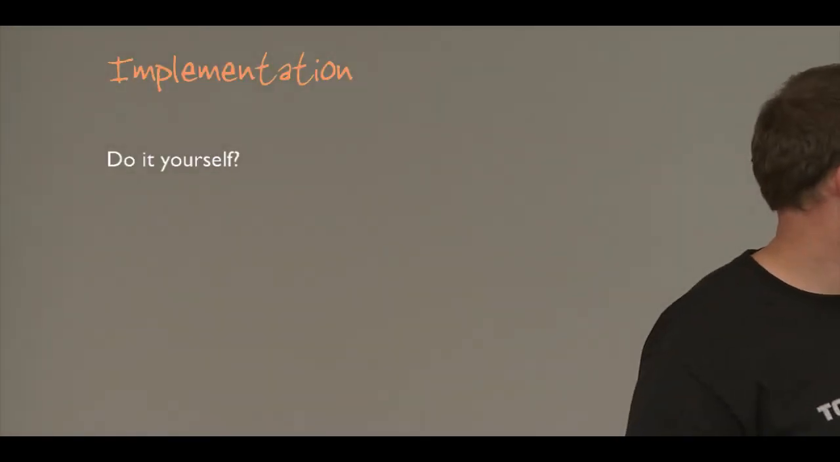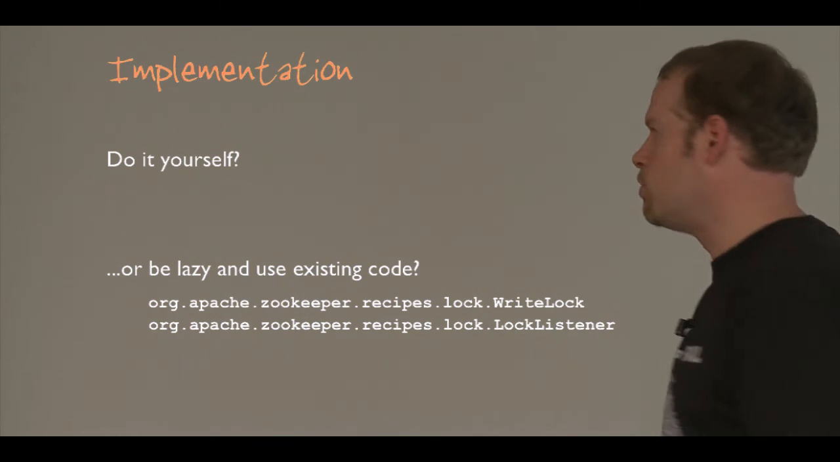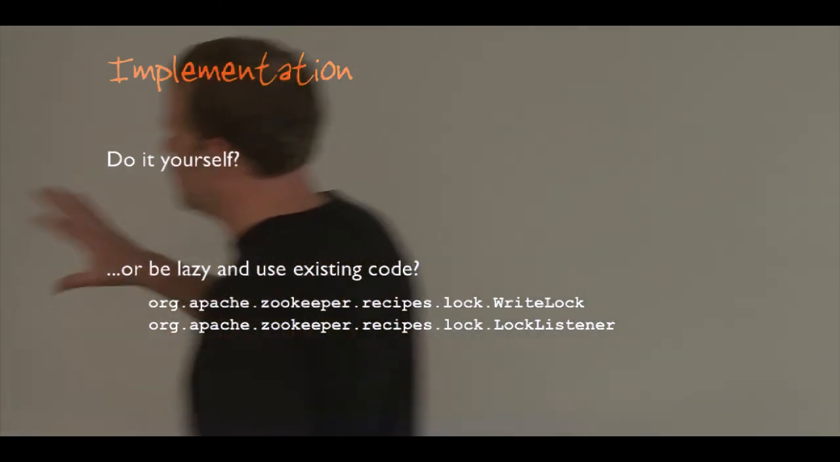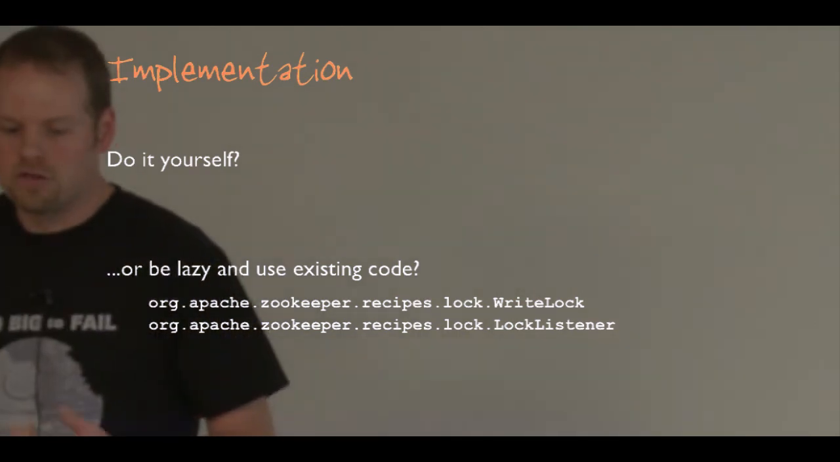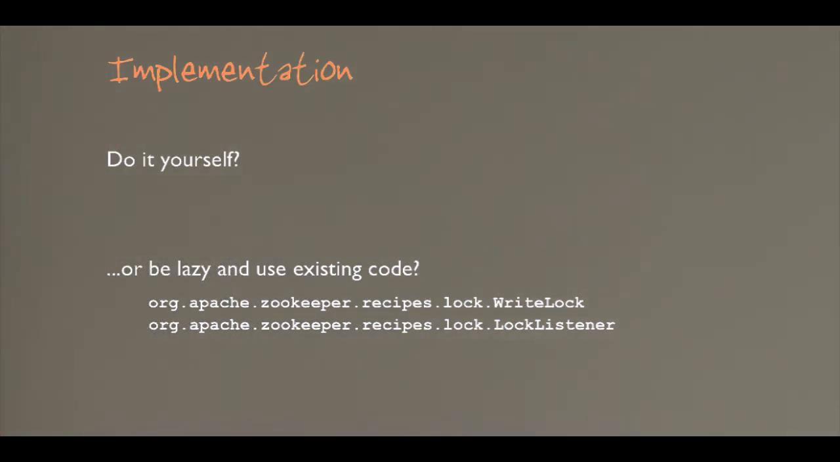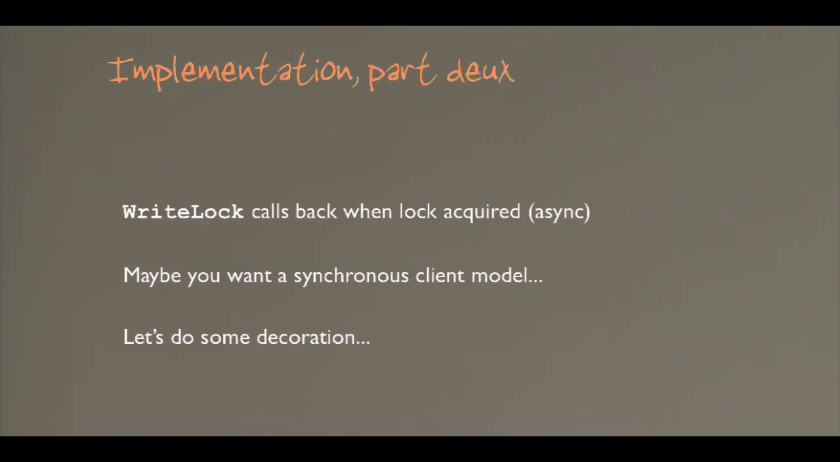All right, so implementation, are we going to do it ourselves? No. We're going to be lazy and we're going to use existing ones that they already have in ZooKeeper. I'm not quite sure why they don't put them in the main ZooKeeper distribution. They put them in a recipes folder. So they provide a write lock and a lock listener. So the write lock, and this is all asynchronous, calls back to you when the lock is acquired.